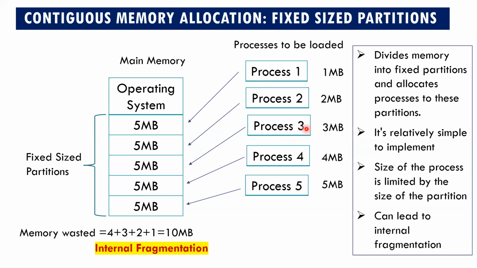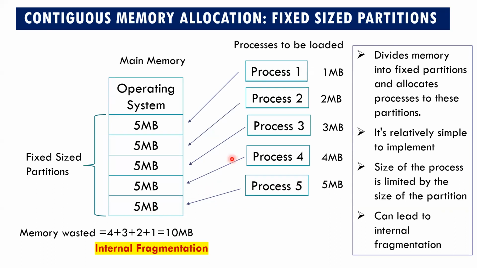And similarly, process 3 will be stored in the third block. Process 3 is of size 3 MB and the remaining 2 MB of space is being wasted here. And there is again another 5 MB block for storing process 5. Process 5 is also 5 MB, so there is no wastage of memory when we are storing process 5.